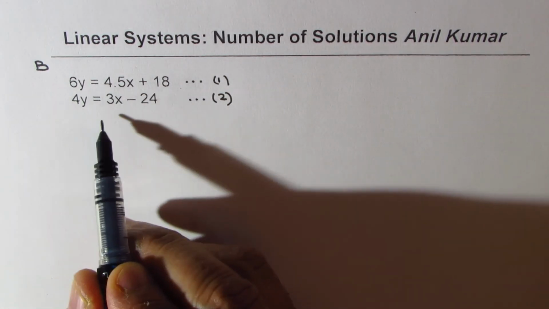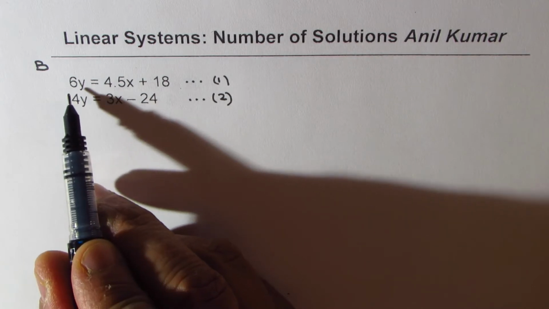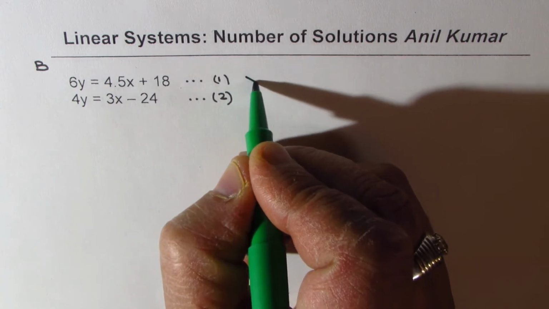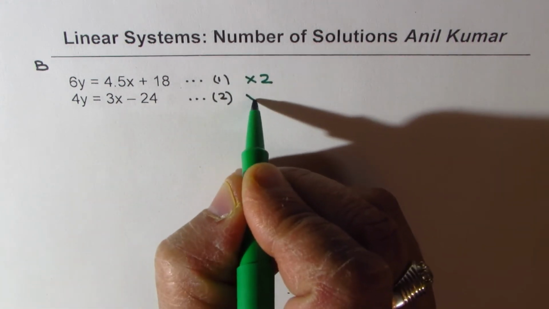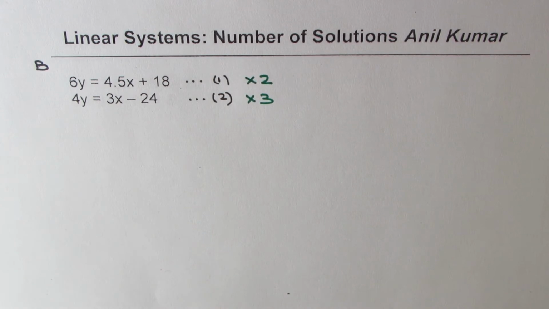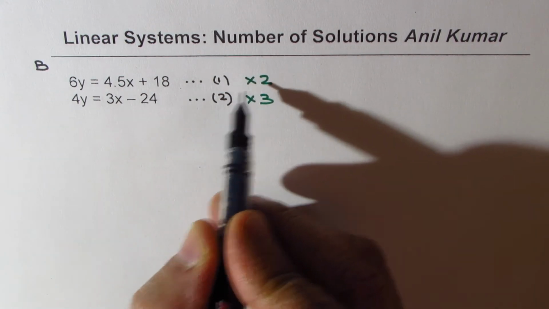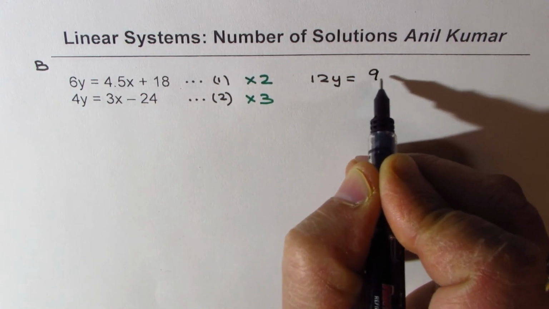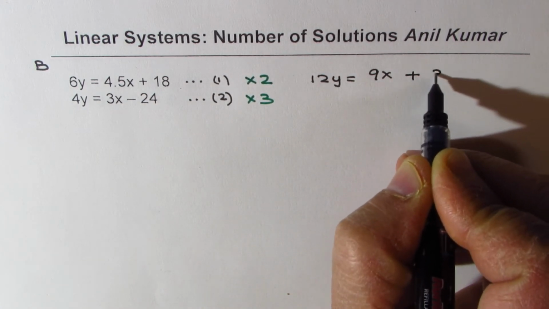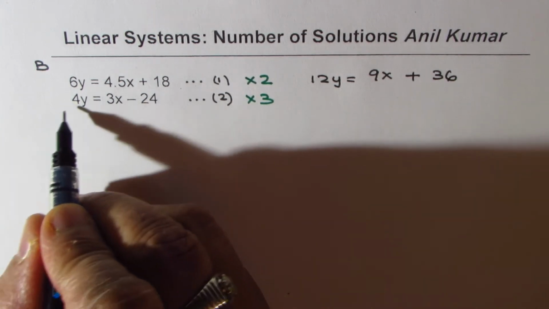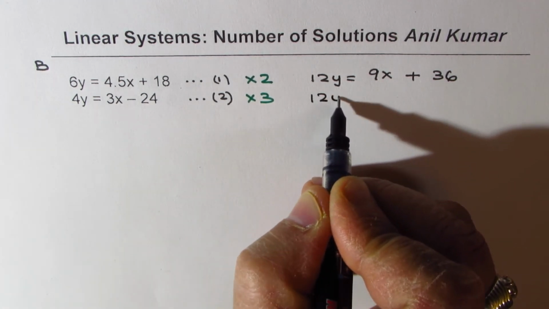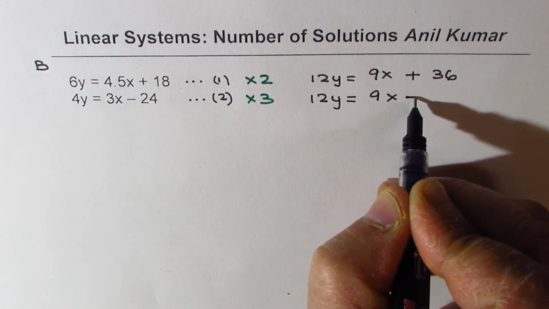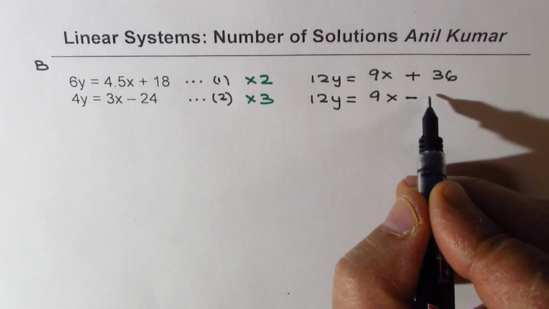Now in order to get the same coefficients, what I could do here is multiply equation 1 by 2, and the other one by 3, right? So we get 12y in both the cases. Times the first by 2 gives us 12y equals 9x plus 36. Times the second equation by 3 gives us 12y equals 3 times 3, which is 9x, minus 3 times 24, which is 72.